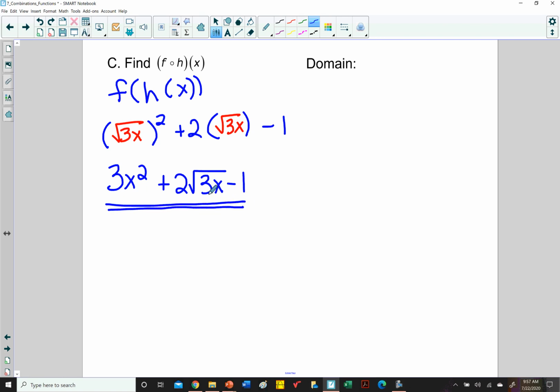Now we have to think about the domain. So the h of x is a square root, and the square root of 3x has to be greater than or equal to 0. So x would have to be greater than or equal to 0. No negatives. That's going to affect our domain in the composition. So only values inclusive from 0 to infinity, or non-negative values.